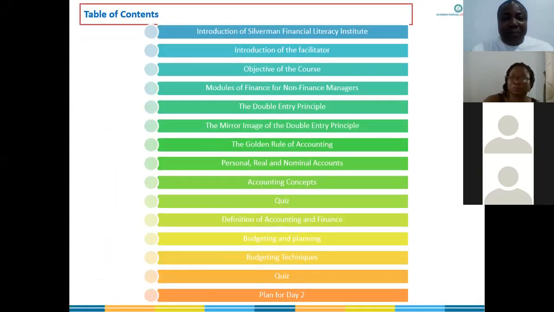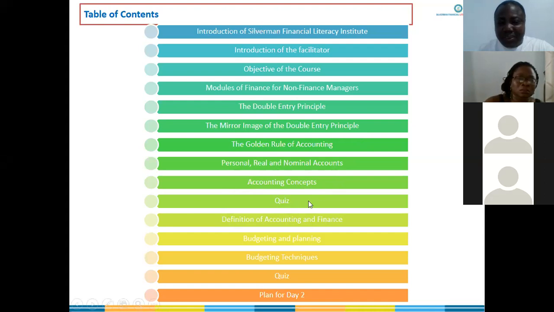So basically, I'll be taking you through the table of contents. We will do an introduction of Silverman Financial Literacy Institute and an introduction of the facilitator, that is the one speaking to you. We will look at the objective of the course and the various modules within the course. We will look at the double entry principle, the mirror image of the double entry principle, the golden rule of accounting, personal, real, and nominal accounts, and accounting concepts.